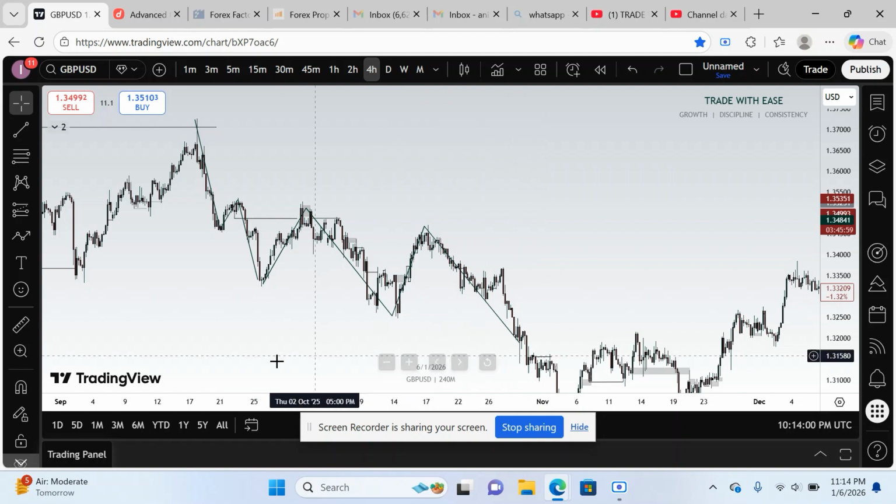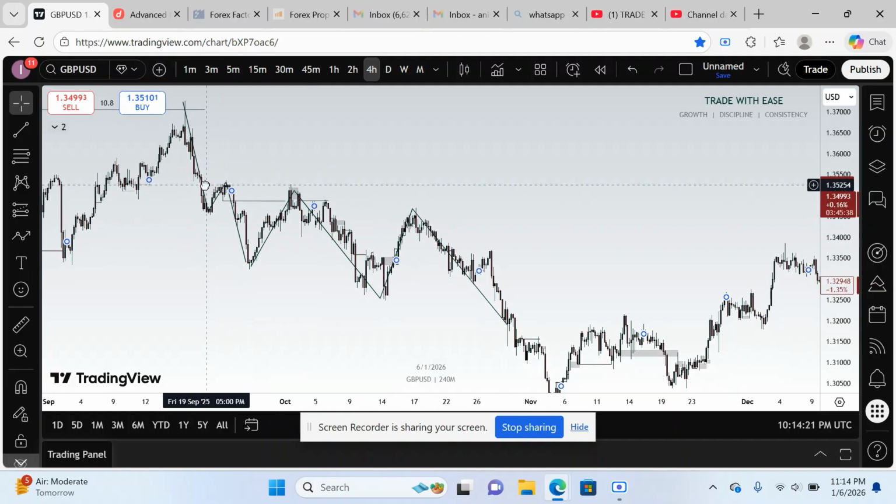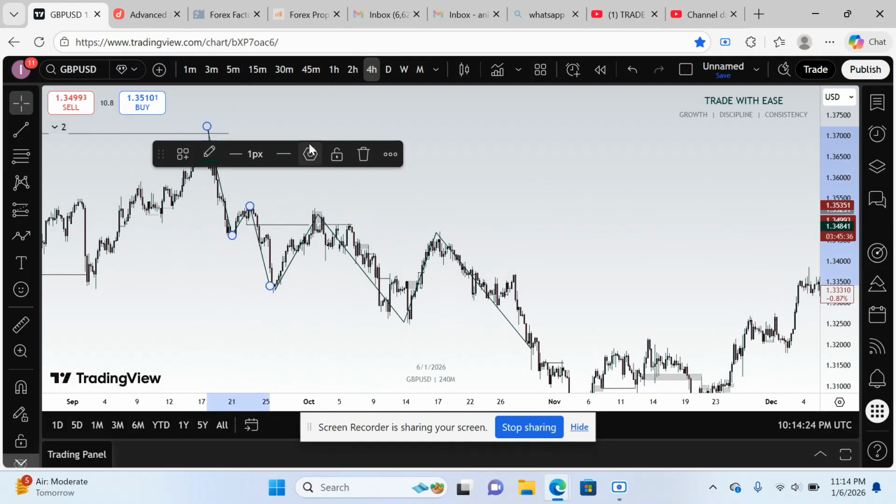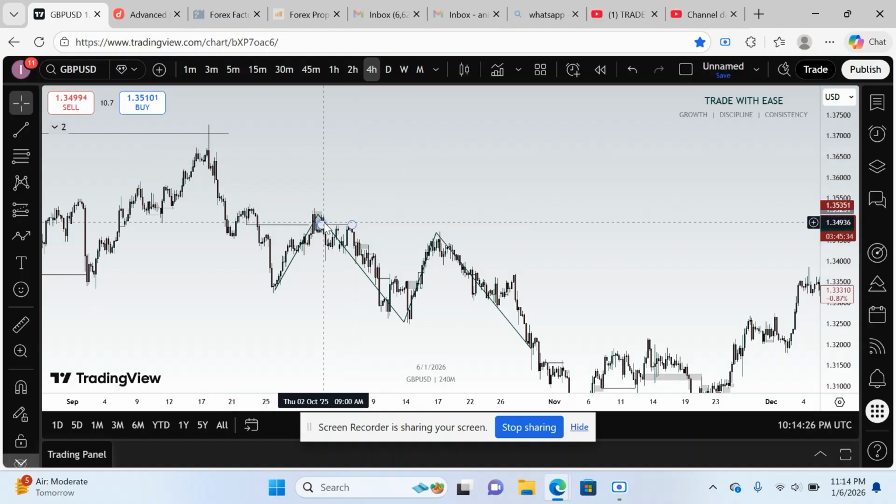And then by merely looking at this, you can easily determine the direction of the market, which is a sell, which is a downtrend, meaning that on your lower time frame, you want to look for sell setups, right? Let's clear this away.